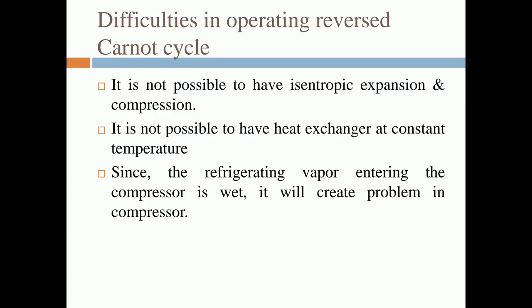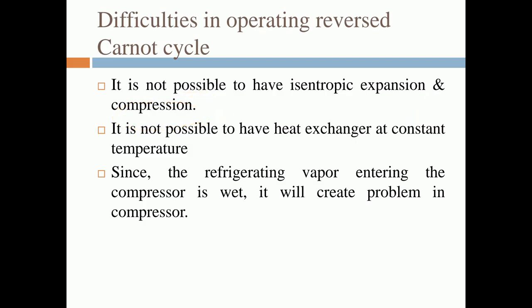Now, difficulties in operating the reverse Carnot cycle. There are a number of difficulties. We identify three important difficulties why we do not have the reverse Carnot cycle in actual practice. We cannot build the reverse Carnot cycle in actual practice because it is not possible to have isentropic expansion and compression, since entropy is going to change. So we will not have this kind of process where we have isentropic expansion and compression.